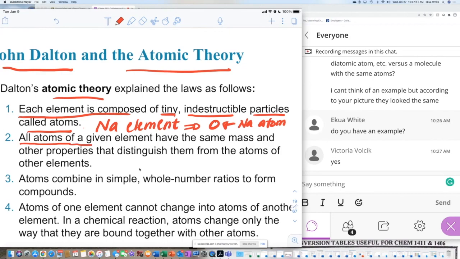He says all atoms of a given element have the same mass and other properties that distinguish them from atoms of other elements. So what he's trying to say here is, if you look at sodium atoms, they're usually solid. Sodium atoms. And compare them with lithium atoms. I'll make lithium smaller.